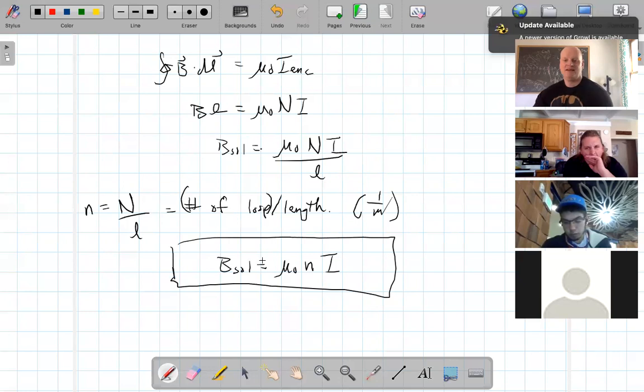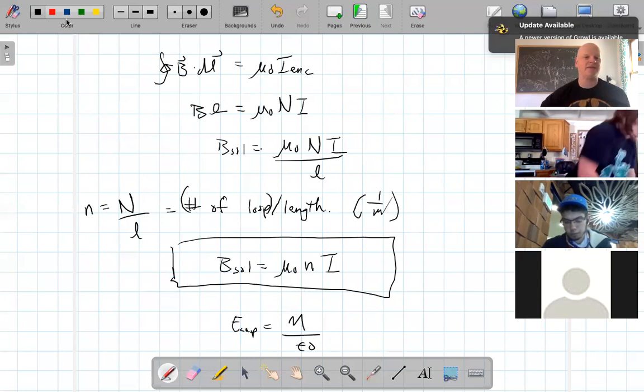Now notice this, just like the electric field for a parallel plate capacitor, which again is equal to eta divided by epsilon naught, this is simply equal to a constant.